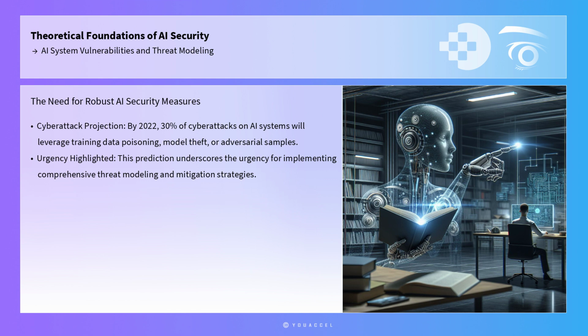Statistics further illustrate the need for robust AI security measures. According to Gartner, by 2022, 30% of cyber attacks on AI systems will leverage training data poisoning, model theft, or adversarial samples. This prediction underscores the urgency for implementing comprehensive threat modeling and mitigation strategies in AI deployments.